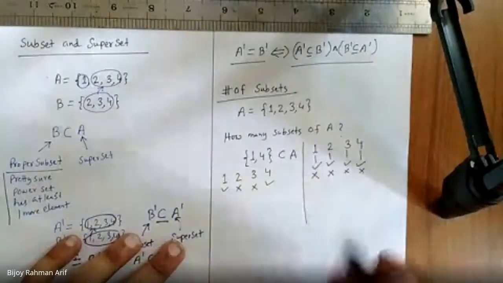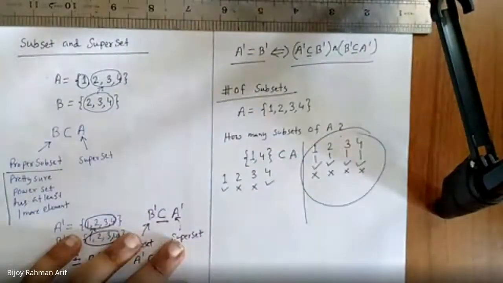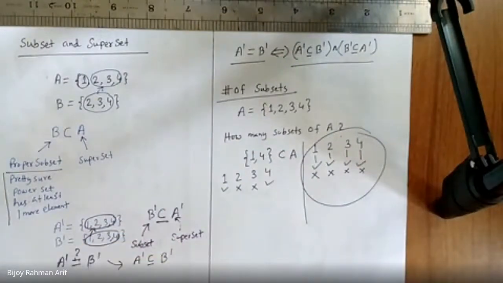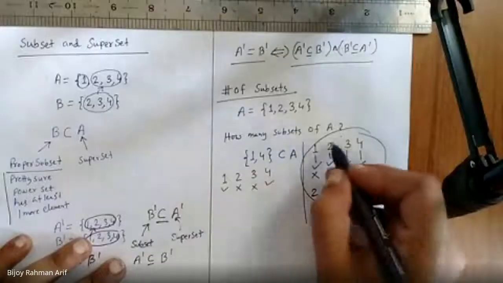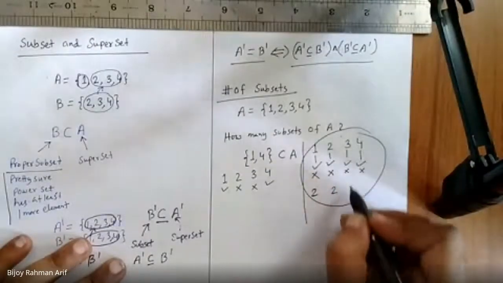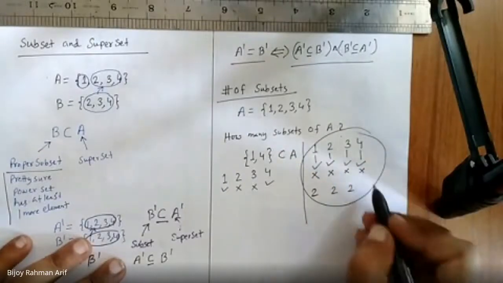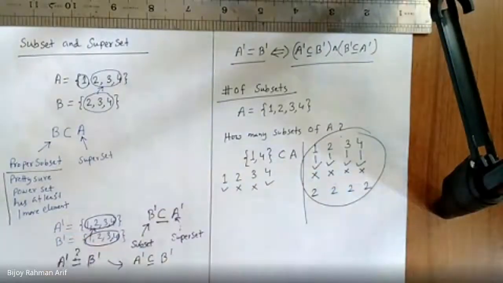Yes, sir. So how many different combinations are possible for this argument? How many choices are there? 2. How many choices are there? 2. How many choices are there? 2. How many choices are there? 2. Do you agree with me or not? Yes, sir.